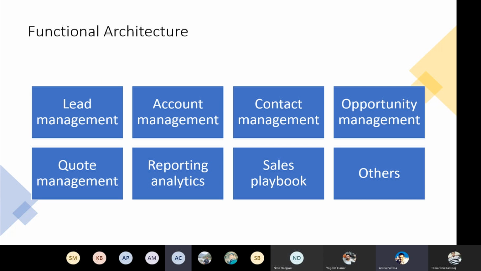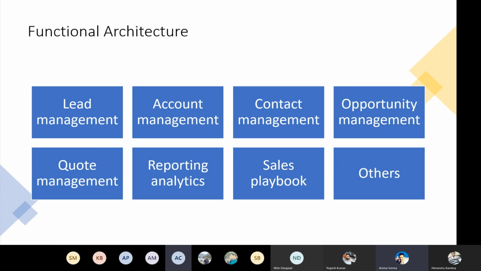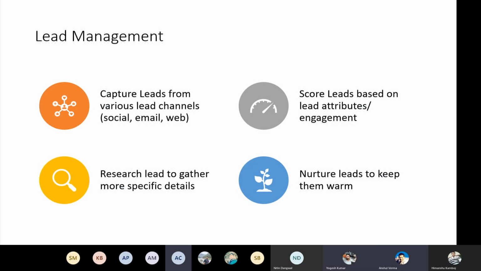From a functional architecture standpoint, these are a couple of standard modules that you would incorporate within a sales implementation. Starting off, of course, from lead management, then account management, contact management, opportunity management, quote management, reporting or analytics, sales playbook, and then a few others. So I'll quickly jump onto it. Lead management: capturing your leads, scoring your leads, very important, lead scoring. As leads come in, and it can come in thousands and more, right?